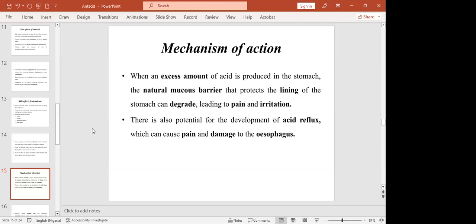Then of course, what would the patient be having? You have pain, you have irritation. And this would also increase the potential for development of acid reflux. I mean, there's now plenty of acid, there's no natural mucus diluting it, so to say. So some of it will reflux back into the esophagus. So this can also cause pain and damage to the esophagus.